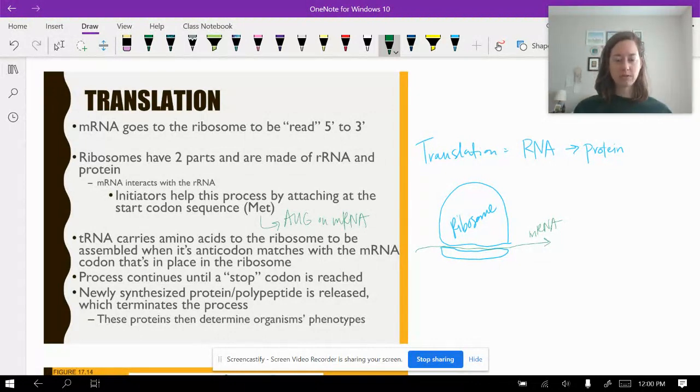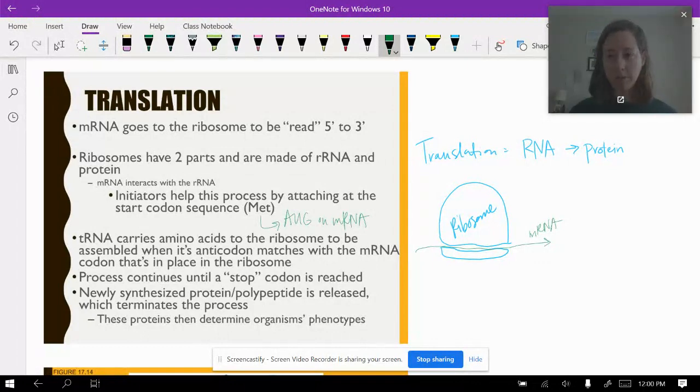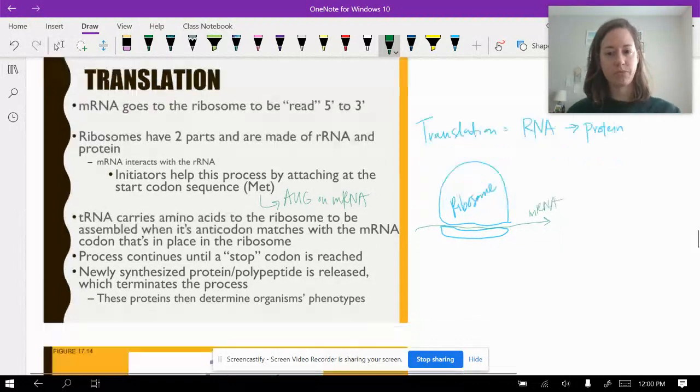And then the proteins basically make you who you are. Like all your traits are just different proteins being expressed compared to other people. So this is why you are who you are and why you look how you look and all of that, which is cool.